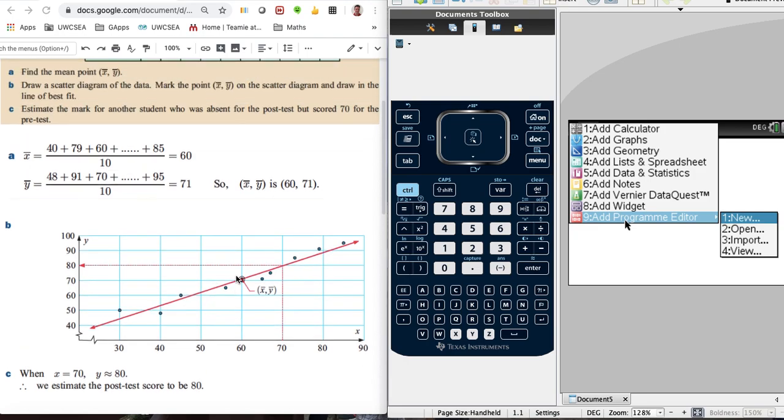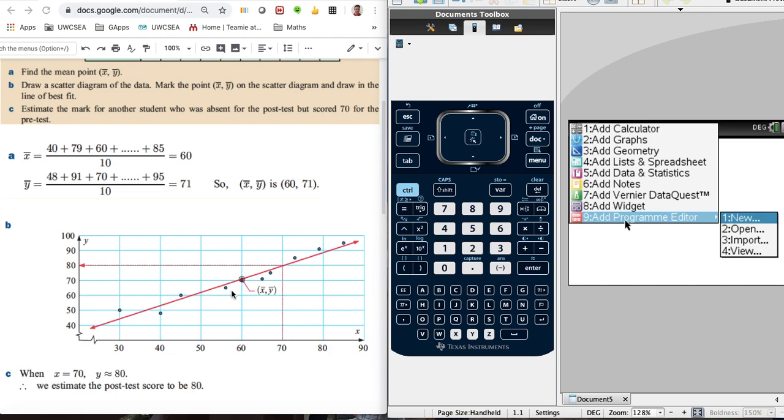You're going to need this line of best fit to try and guess at values that students may have got. Part C is saying estimate the mark for another student who was absent from the post-test but scored 70 in the pre-test. So their X score was 70, and you're going to use your line of best fit to find out what their post-test might have been. So 70, and then reading across gives you 80 for the Y value.